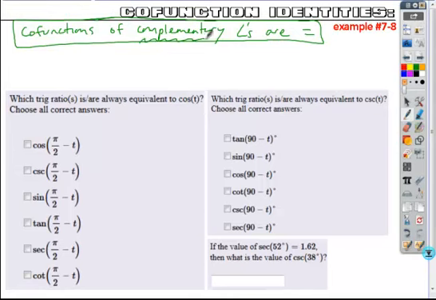Do you remember what complementary angles mean? They add up to what? Careful. 90 degrees. Okay, so supplementary add up to 180, and complementary add up to 90 degrees.